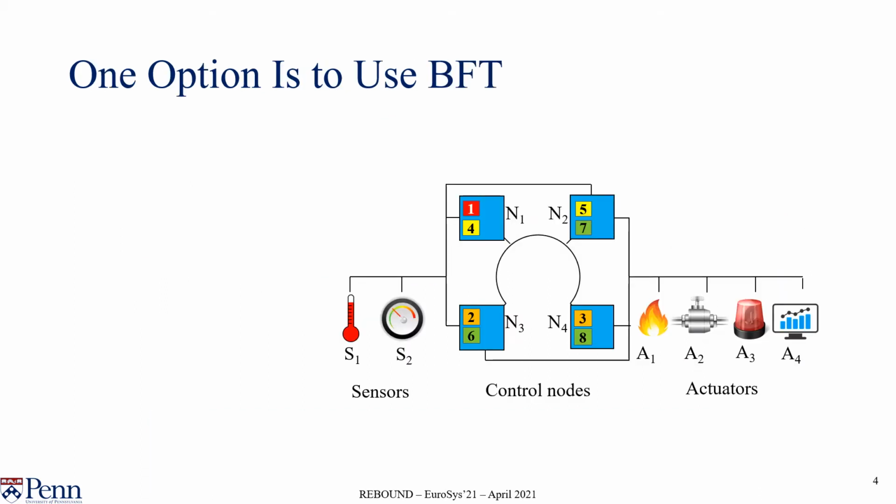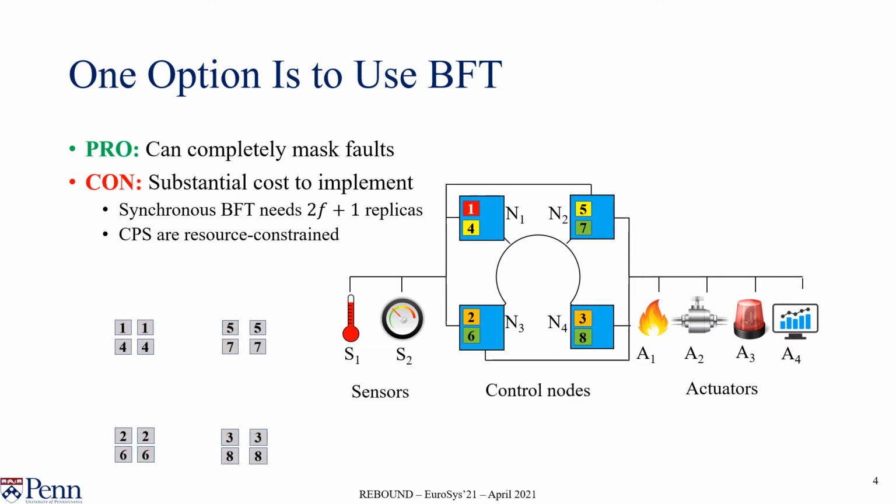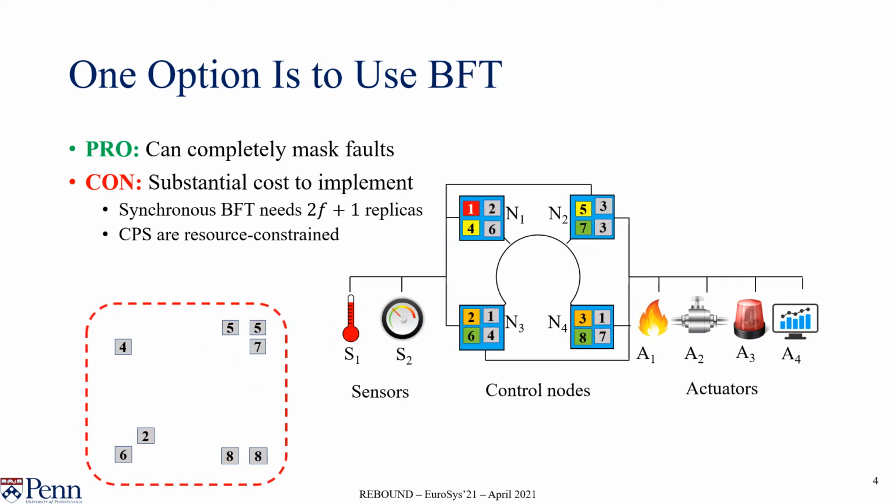One option is to use a BFT protocol, which can completely mask faults. However, there's a substantial cost because BFT needs at least 2F+1 replicas. However, CPS are often resource constrained. For instance, they often use low-power CPUs. If we were to try to reschedule BFT onto this example system, then we would need to schedule all of the replicas shown in gray, but only a subset of them are actually schedulable in our system, meaning we wouldn't be able to schedule all of the applications that we want to.